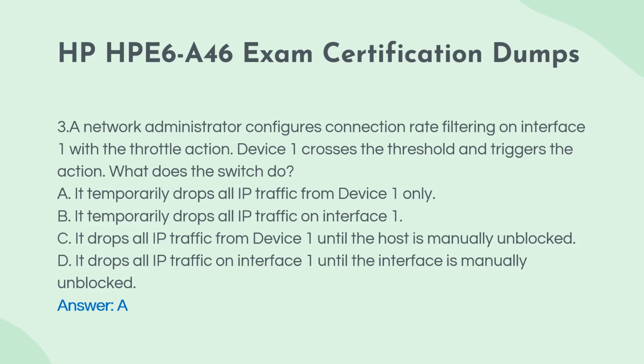Device 1 crosses the threshold and triggers the action. What does the switch do? A. It temporarily drops all IP traffic from device 1 only. B. It temporarily drops all IP traffic on interface 1.